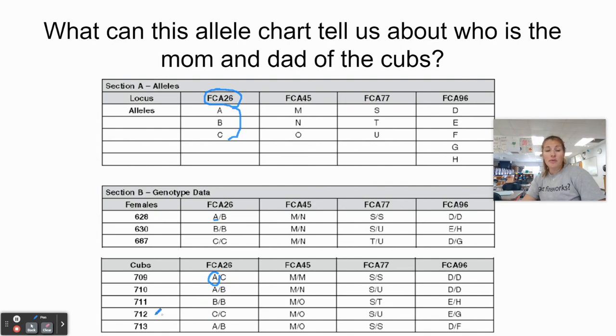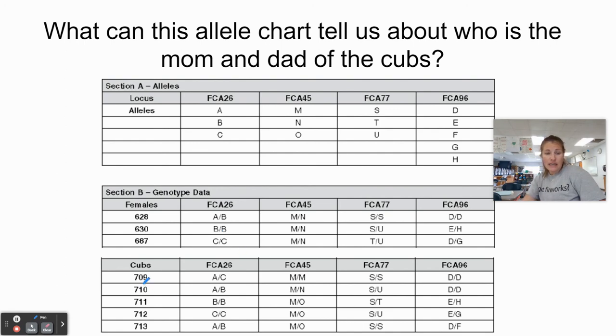But if we skip all the way down to cub 712, it has C and C. So 628 could not be the mom of cub 712. There's no way that she could be the mom. But we also can't use just one. They have to match for every single one.